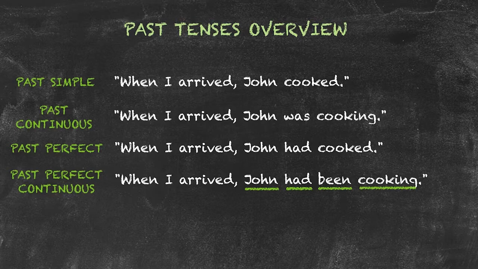So let's have a look at the four sentences together again. When I arrived, John cooked. I arrived first, then John cooked. When I arrived, John was cooking. The cooking was actually in progress at the time I arrived.